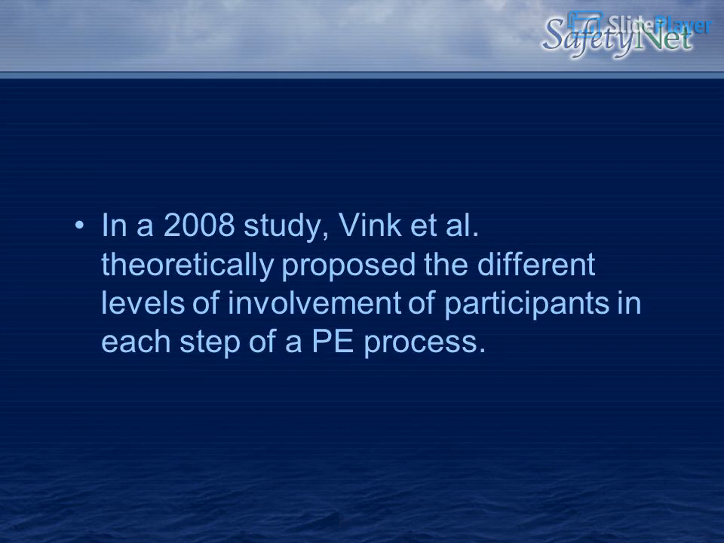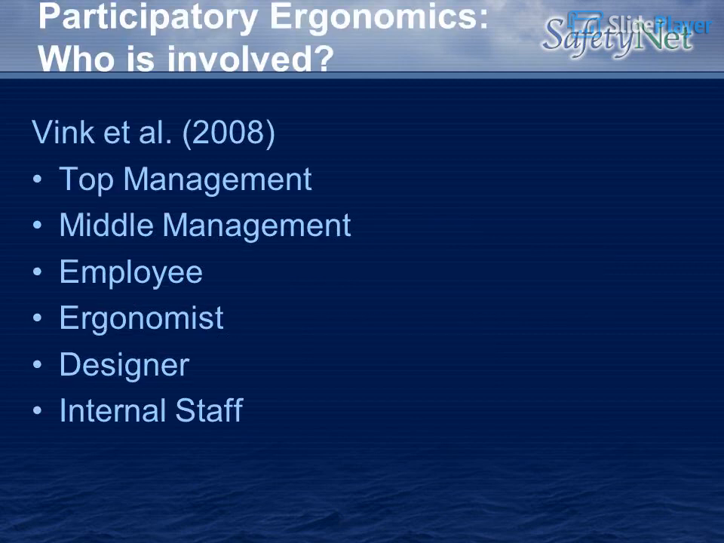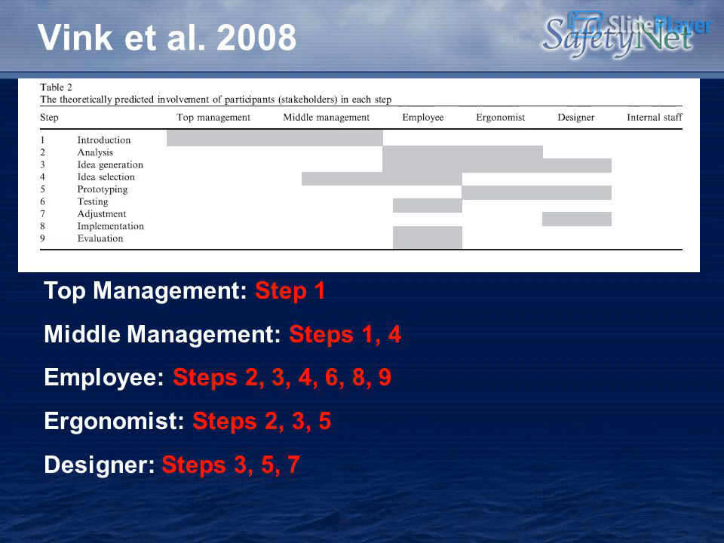In a 2008 study, Vink et al. theoretically proposed the different levels of involvement of participants in each step of the P process: who is involved. Top management, middle management, employee, ergonomist, designer, internal staff. Company differences. Vink et al.